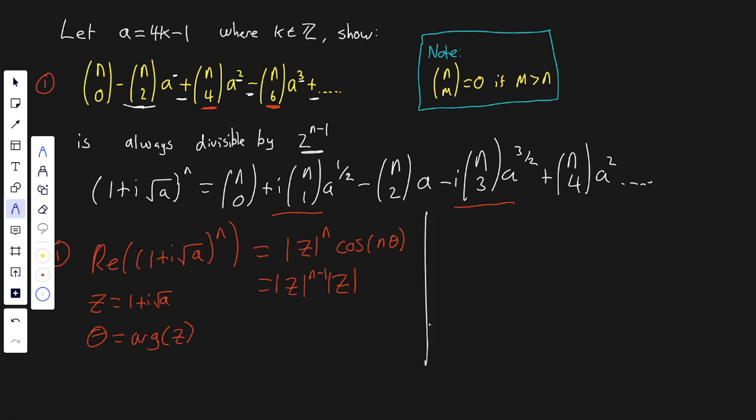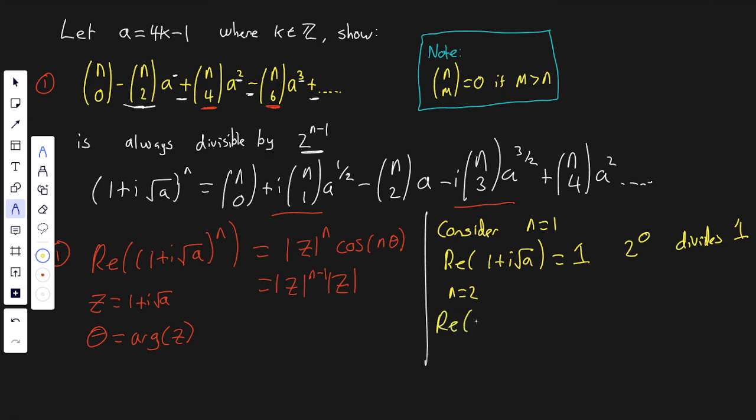So let's consider first of all n equals 1. Now if n equals 1, we're doing the real part of 1 plus i root a, which is equal to 1, and well, clearly 2 to the 0 divides this, because 2 to the 0 is just 1. Okay, then let's do n equals 2.